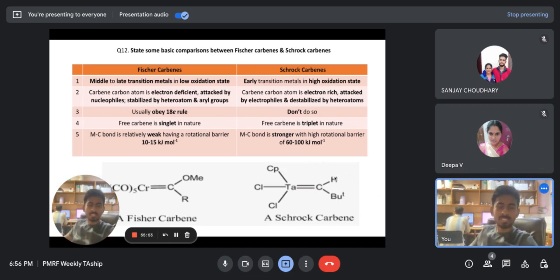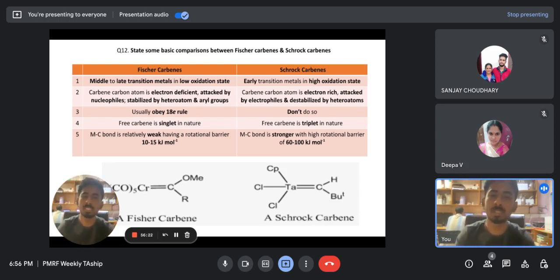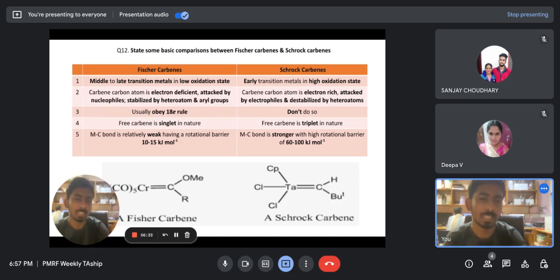That's why, if the two substituents are the same, that is hydrogen and hydrogen, two hydrogens will be coming in different regions in the proton NMR spectra. But in the Fischer case, since the rotational barrier is low, the rotation around the metal carbon bond is fast, so the NMR will not be able to distinguish between these two protons. But here, since the rotational barrier is quite high, it will be distinguishable between the two protons. So there will be two separate peaks in the proton NMR spectra.